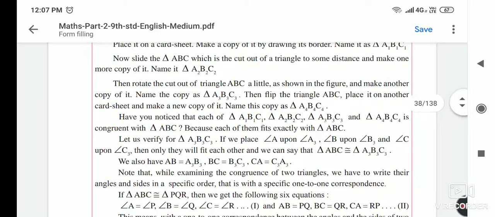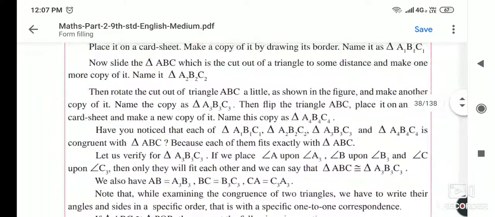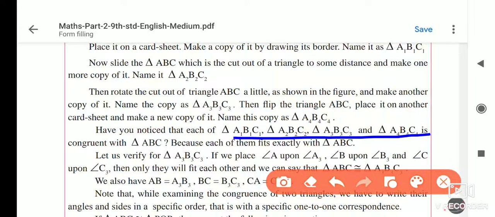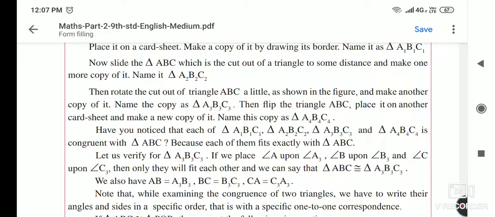Now what happens here? Now how many triangles did we get? These 4 triangles: triangle A1, B1, C1, triangle A2, B2, C2, triangle A3, B3, C3, triangle A4, B4, C4, and the original triangle ABC. So now how many triangles do we have? 1, 2, 3, 4, and 5 triangles we have. Now what do we have to do here? See here.